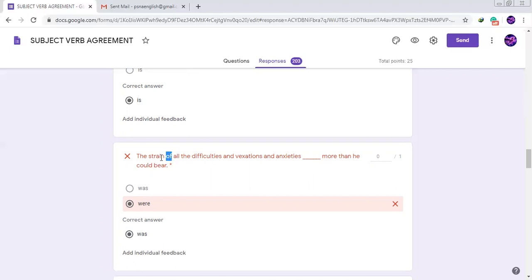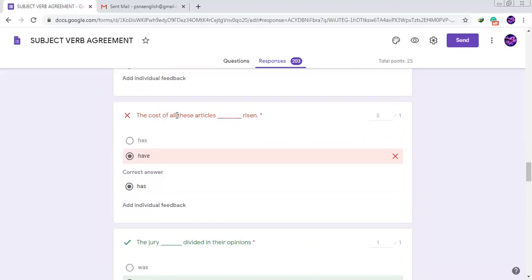The word that comes in front of the preposition is always the subject. So here it is the strain, not anything else. Difficulties, vexations, anxieties: all these things are not the subjects. The main subject is the strain of. The strain alone is the subject. That is what the rule of preposition says. This "of" is used, and whatever comes in front of that "of" is the subject. If it is singular, the verb is singular. If it is plural, it is plural. So the strain is singular. So the answer is "was".